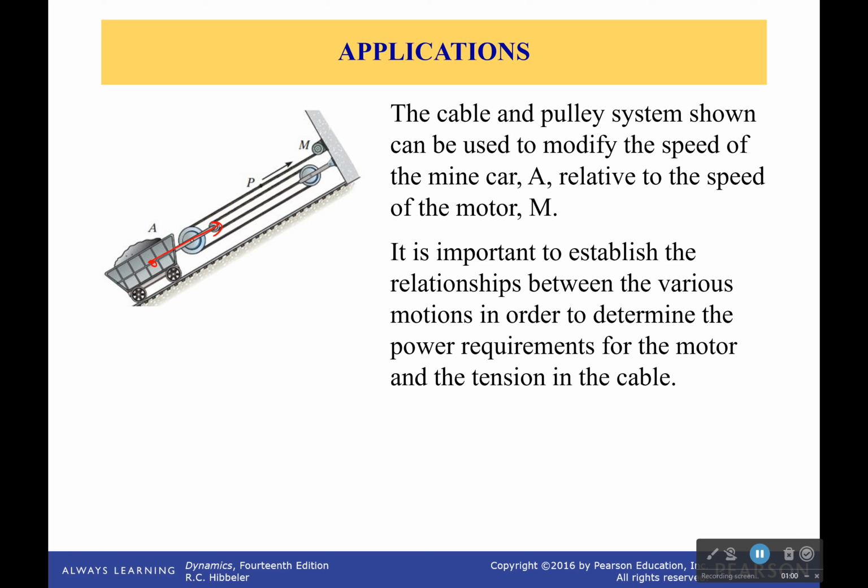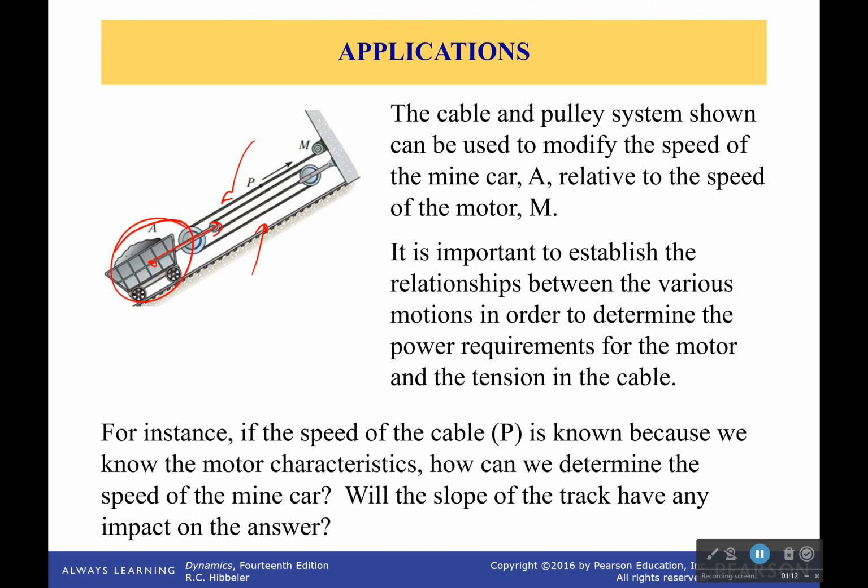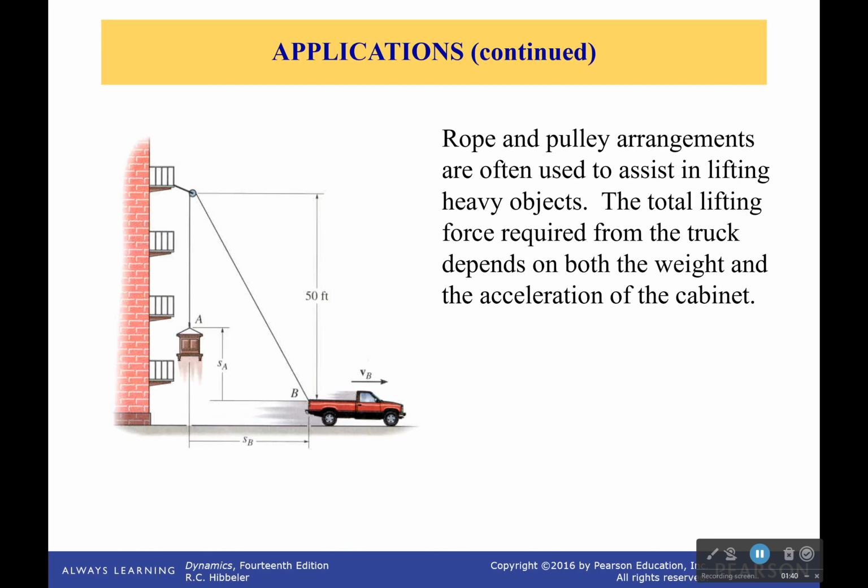So to do this, we're going to have to establish a relationship between the various motions. Each of these ropes is possibly going to be moving at a different speed, maybe not. But at least this guy is going to be moving at a different speed. So if we know this cable speed, I'll go ahead and tell you, the ropes, as long as they're attached, they're going to be moving at the same velocity. But these pulleys will be moving differently. If we know how fast that rope is moving, can we determine the speed of the minecart? Can we determine the acceleration of the minecart to make sure that these ropes don't suddenly snap? Well, the slope of the track actually matters in this particular case when it comes to how fast that car is moving up or down.